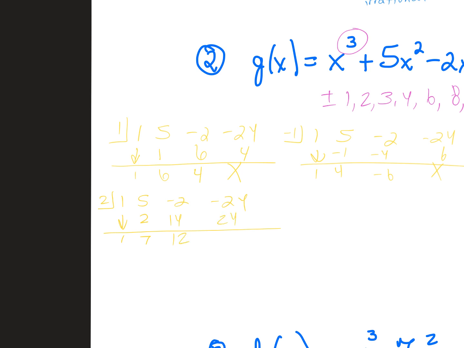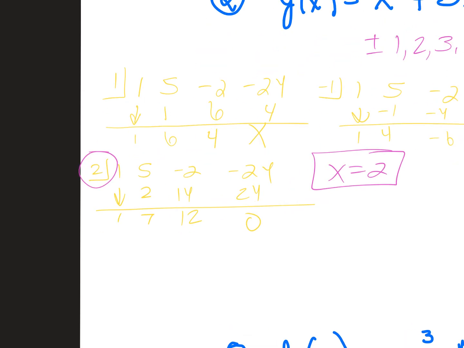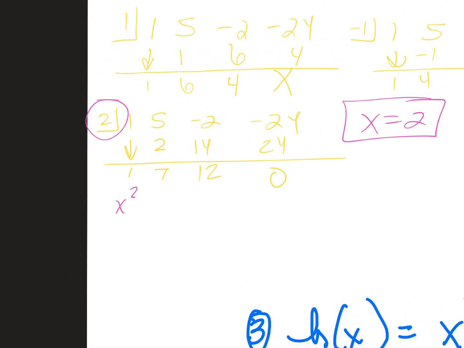What's negative 24 plus positive 24? 0. So what did you just prove to me? X equals 2. That is a factor. That is a 0. That is a solution. That's a root. X equals 2. Now, what you have left over is your resulting polynomial.